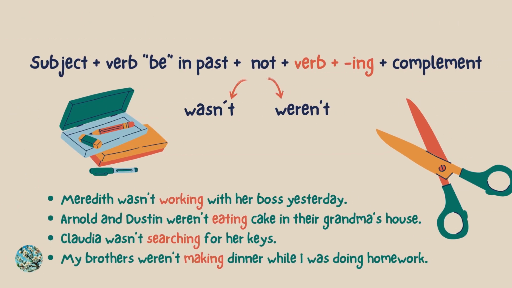When we want to use it in the negative structure, we have to follow this structure. Subject plus verb be in the past plus not. In the case of negative structures, we can use the contractions wasn't and weren't, plus verb with a gerund, plus complement. For example, Meredith wasn't working with her boss yesterday.